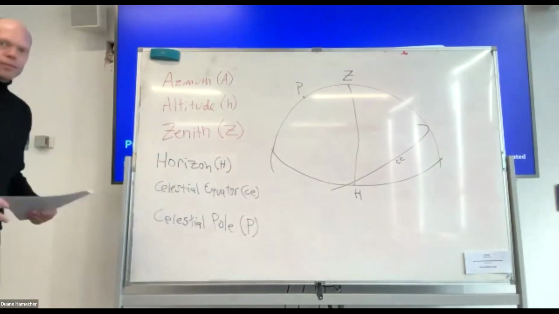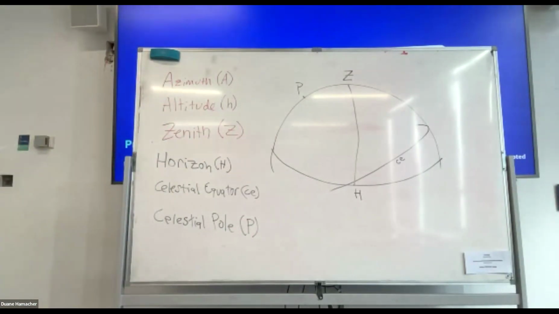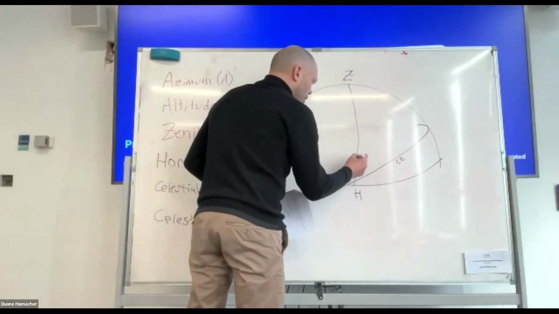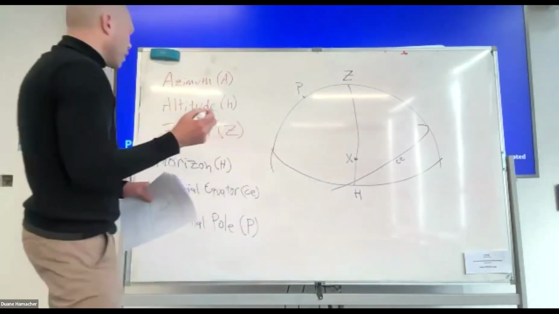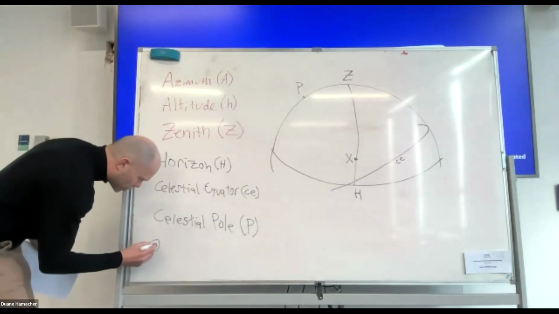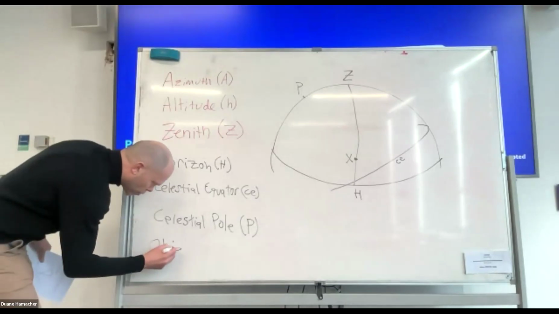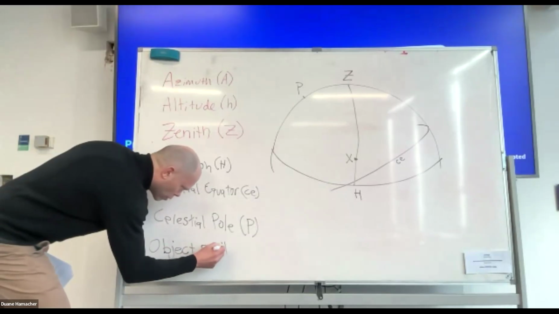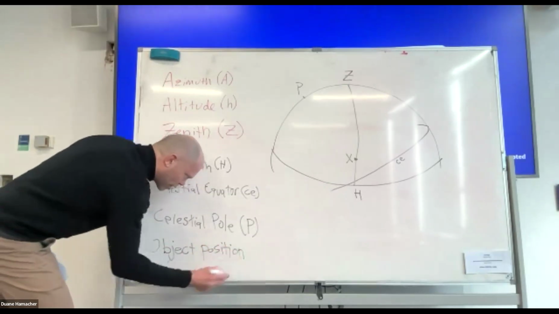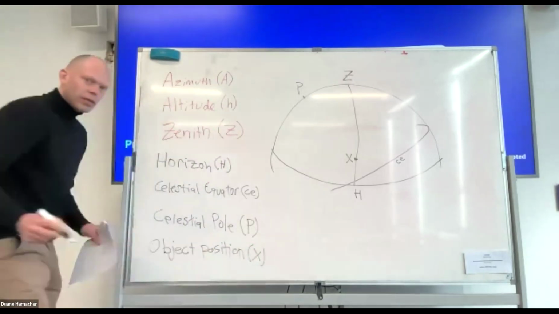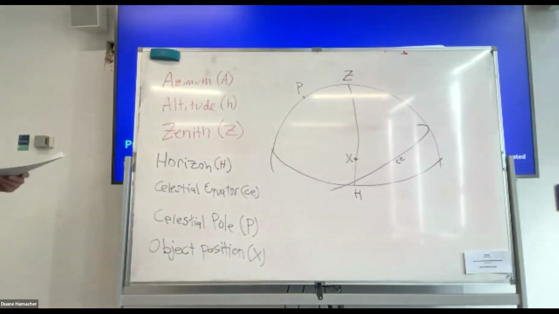Capital P for celestial pole. And then somewhere on here, we're going to have X. That's going to be our position of an object. So, object position. I've never written sideways before, but here we are. We're going to call that X. Sorry if you can't see the very bottom of it, but you're writing all this down as we go anyway, right?